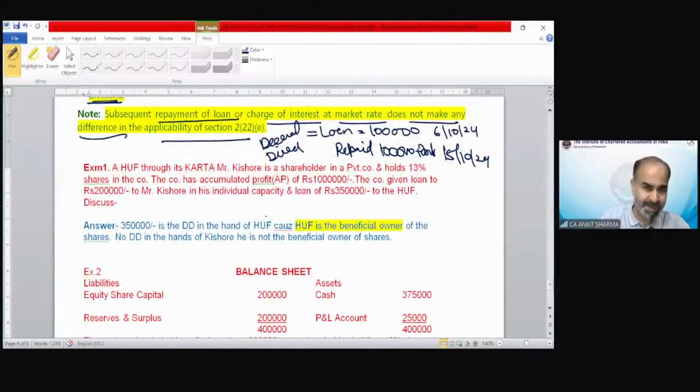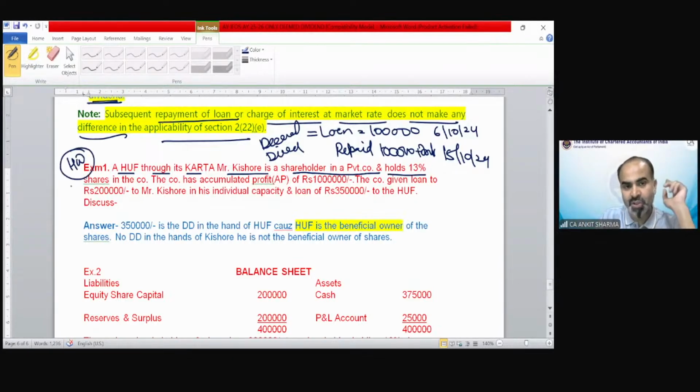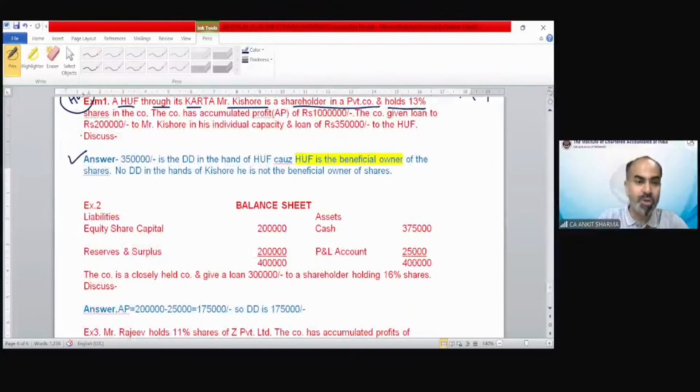Now we have some examples of it. HUF through its Karta, Mr. Kishore, is a shareholder in a private company and holds 13% shares. So this is your homework. Kindly try these questions. The answer is given, so you can go through it. If there is any problem, I will solve it for you. Example number 2 is also your homework.